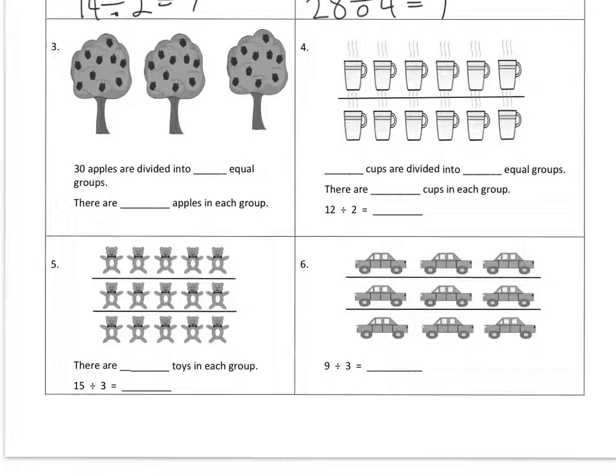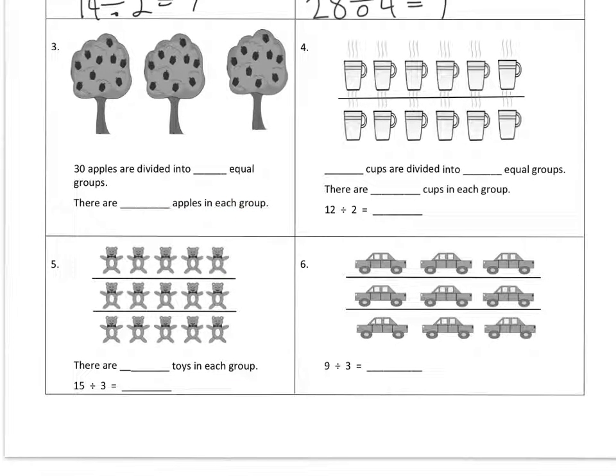And problem 3. And remember, you can stop this video, pause it if you need to catch up. But I do want you to work on your problem set doing these problems with me. Okay. Let's first read the problem. 30 apples are divided into blank equal groups. There are blank apples in each group.